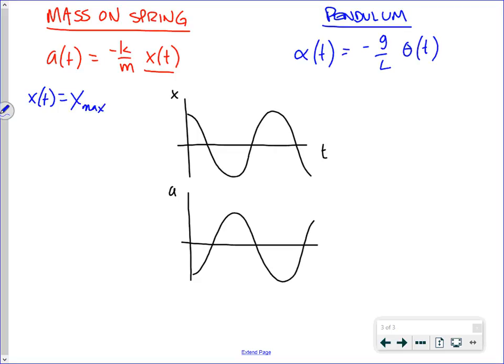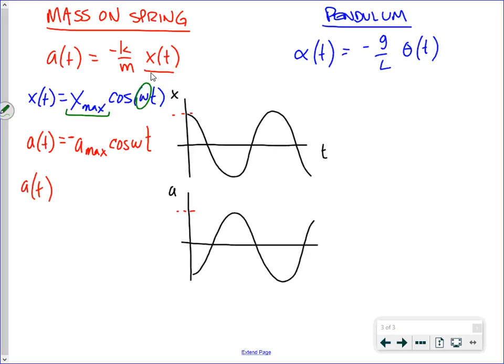And so what we said is the position function is x max cosine omega t. And then a is a max cosine omega t, but it's a negative cosine function, right? Here's a max and here's x max. And remember, we want a max to be measured in meters per second squared. So I can make that happen if I take meters and per second and square them. So I can turn this into negative omega squared x max cos omega t.